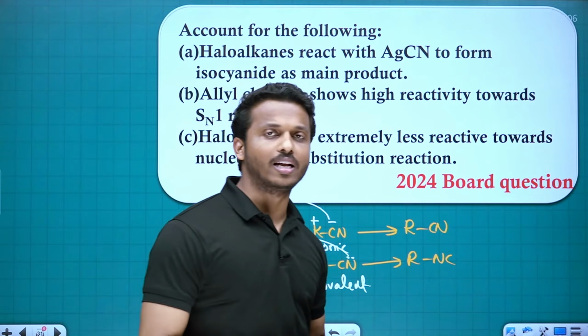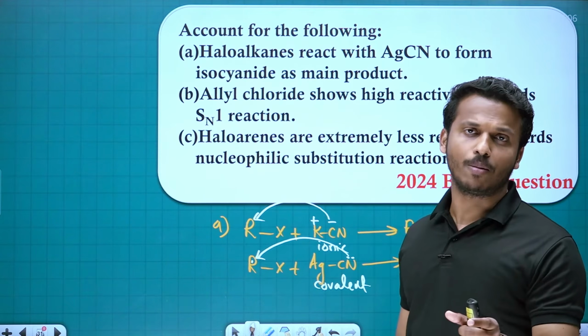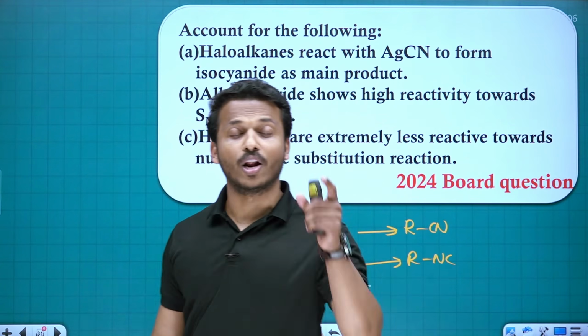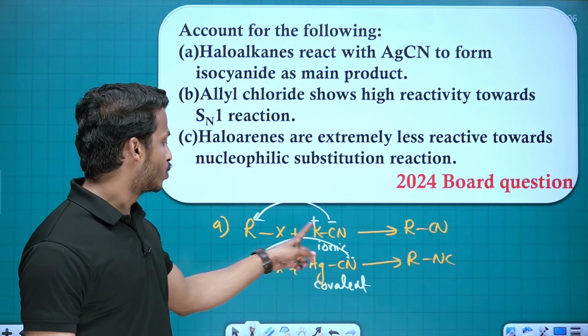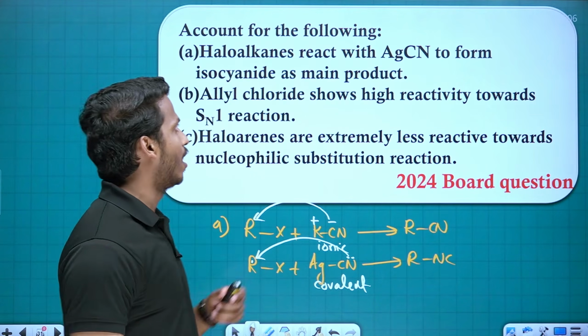Therefore, you are getting RNC as the product. So the main reason is that the KCN bond is an ionic bond and the AgCN bond is a covalent bond. Covalent bond means nitrogen is the attacking side. So nitrogen will attack on R, and you will get RNC.